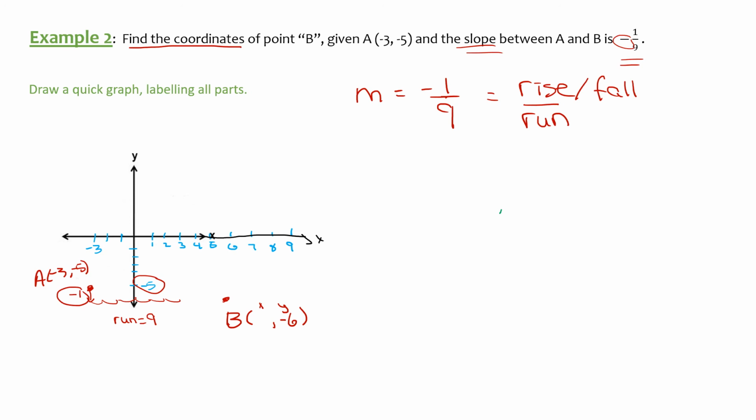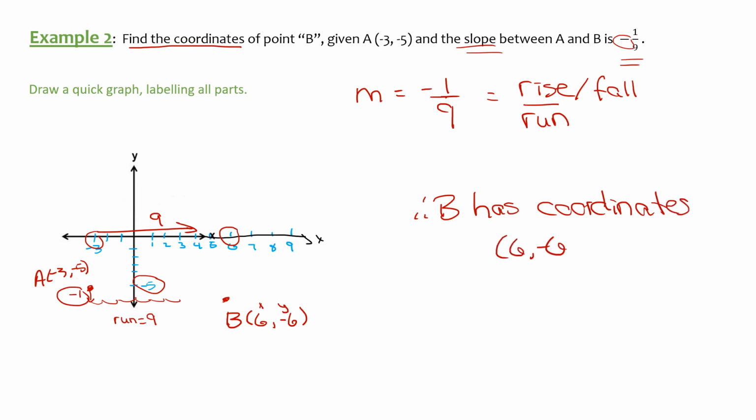So our x value is 6 because we had to go from -3 over 9 units. That would take us to 6. So there's our find the coordinates. So therefore, B has coordinates 6, -6. So that's a question like that. When you get to questions like this in your homework, come back and look at the examples so that you can follow them to know what to do.